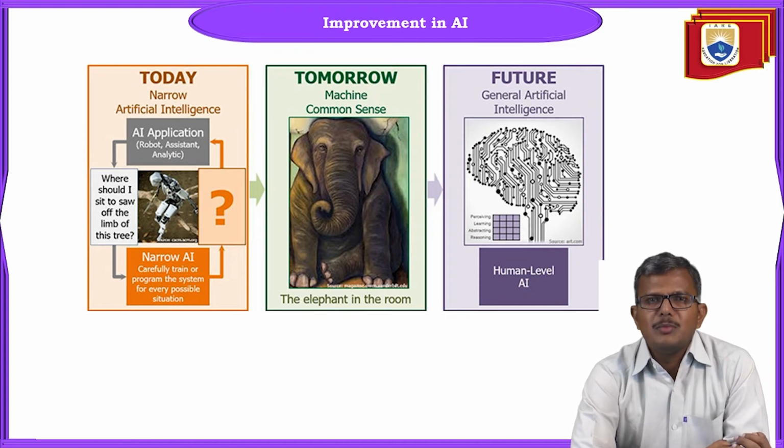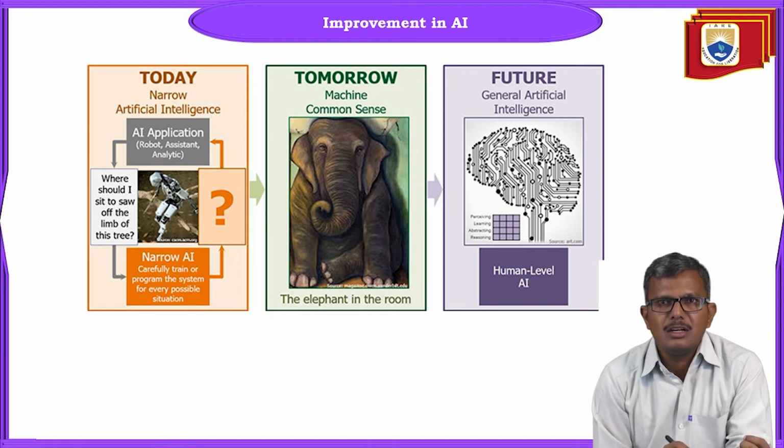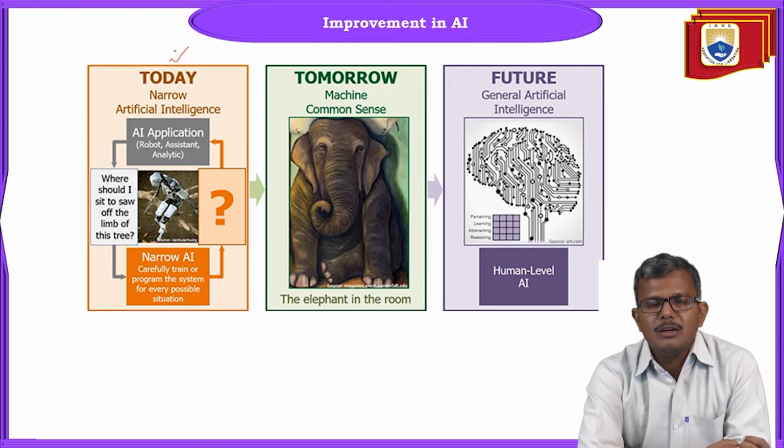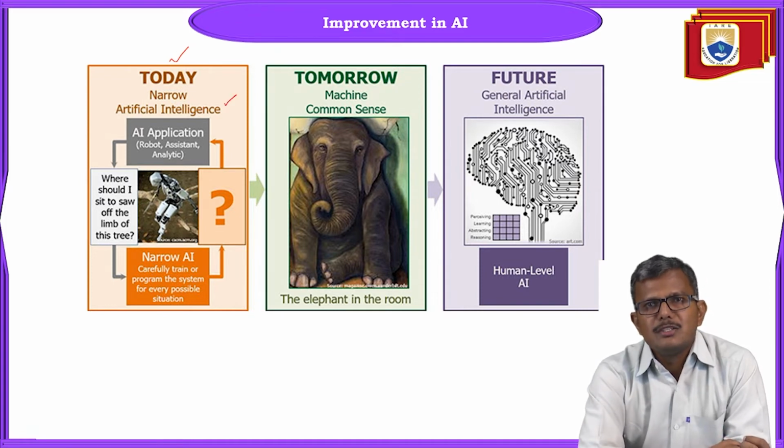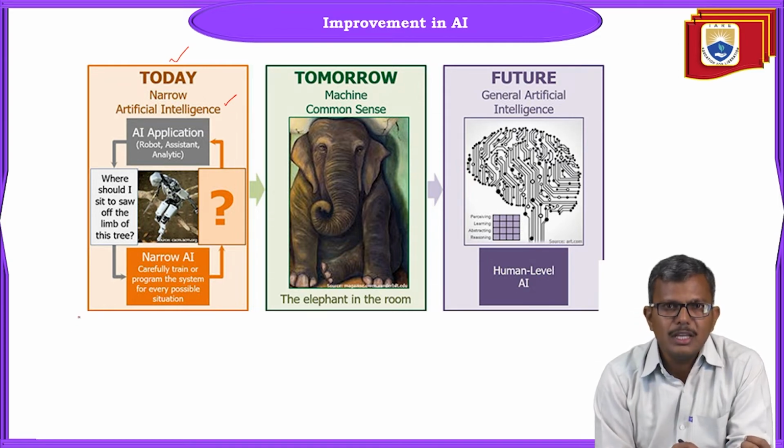Let us talk about the improvements in artificial intelligence. I have taken this picture from the internet, and this picture is clearly telling a lot about the improvements. Today we can say that we are at this particular state. Being humans, we are successful only in exhibiting a narrow intelligence. So what do you mean by this narrow intelligence? I want to take some simple examples.